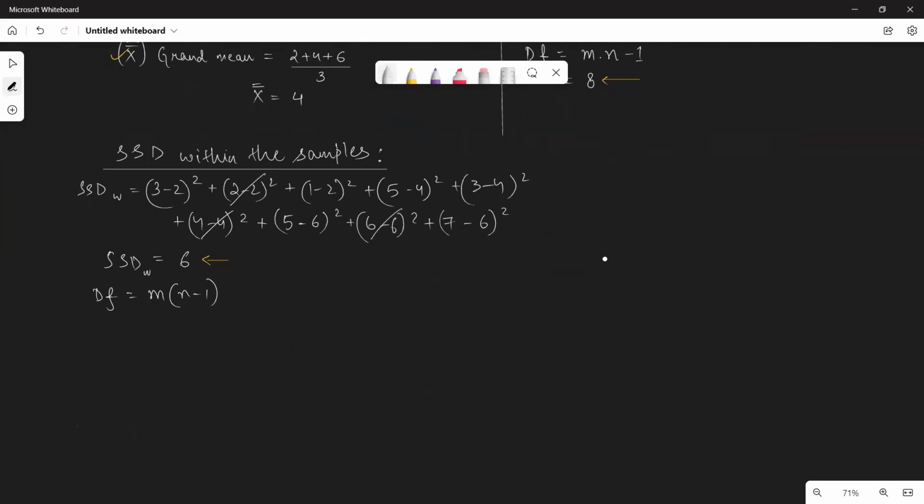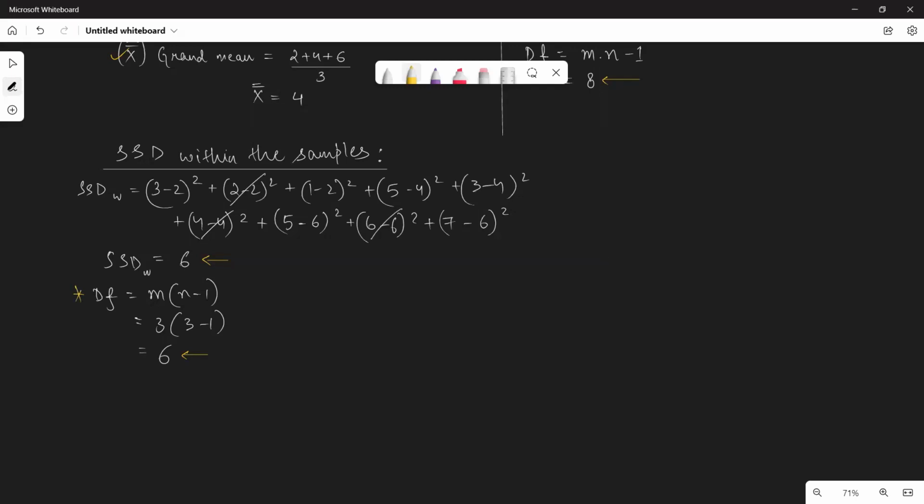So for us, what will be the value? m is how much? 3. So 3 into (3 minus 1). So 2 into 3 is 6. Degree of freedom, how much do we have? 6. Is it clear? The formula has changed.